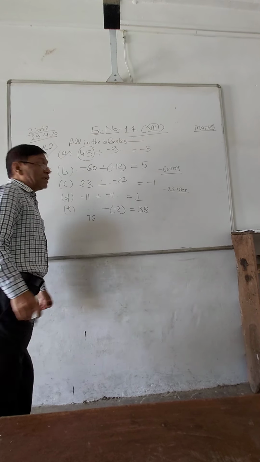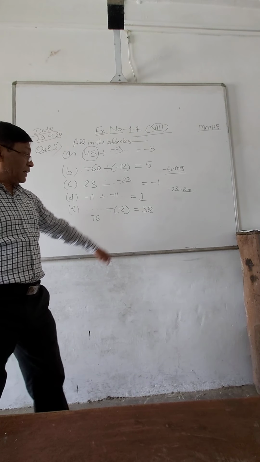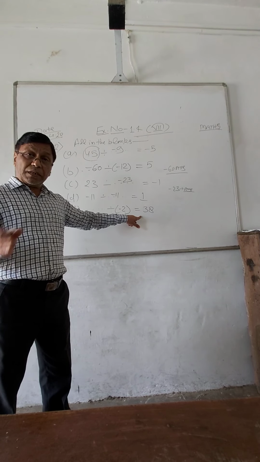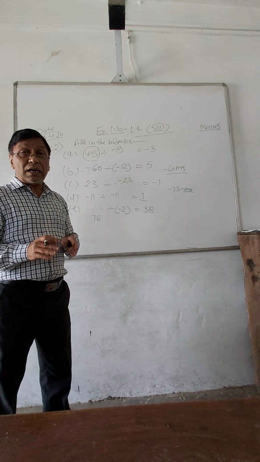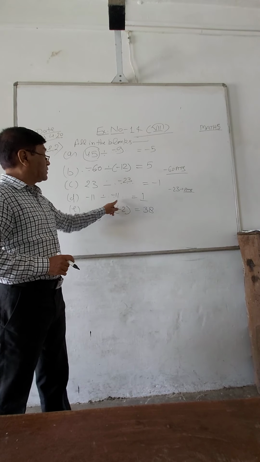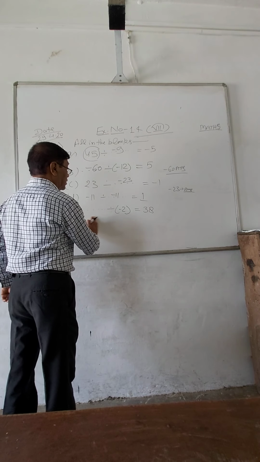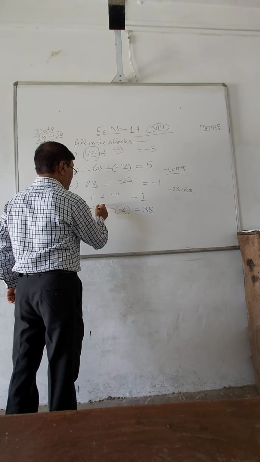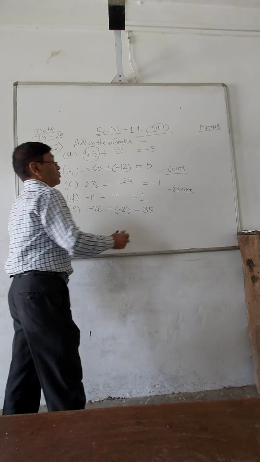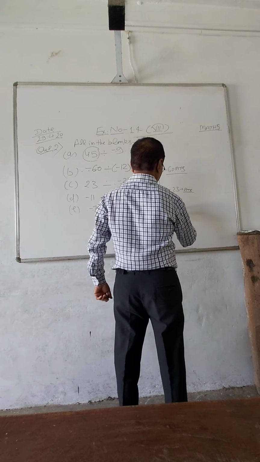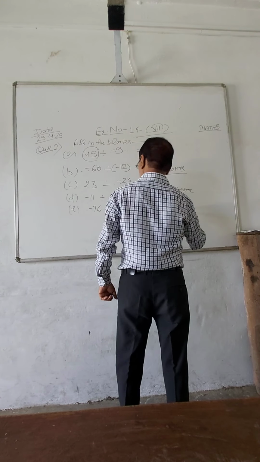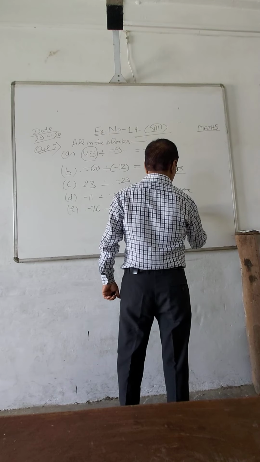But what sign it will be? Here it is coming positive. So positive will come when both are having the same sign. Since this is a negative, so this number will be also negative. So here we will put minus 76. So answer is minus 76.